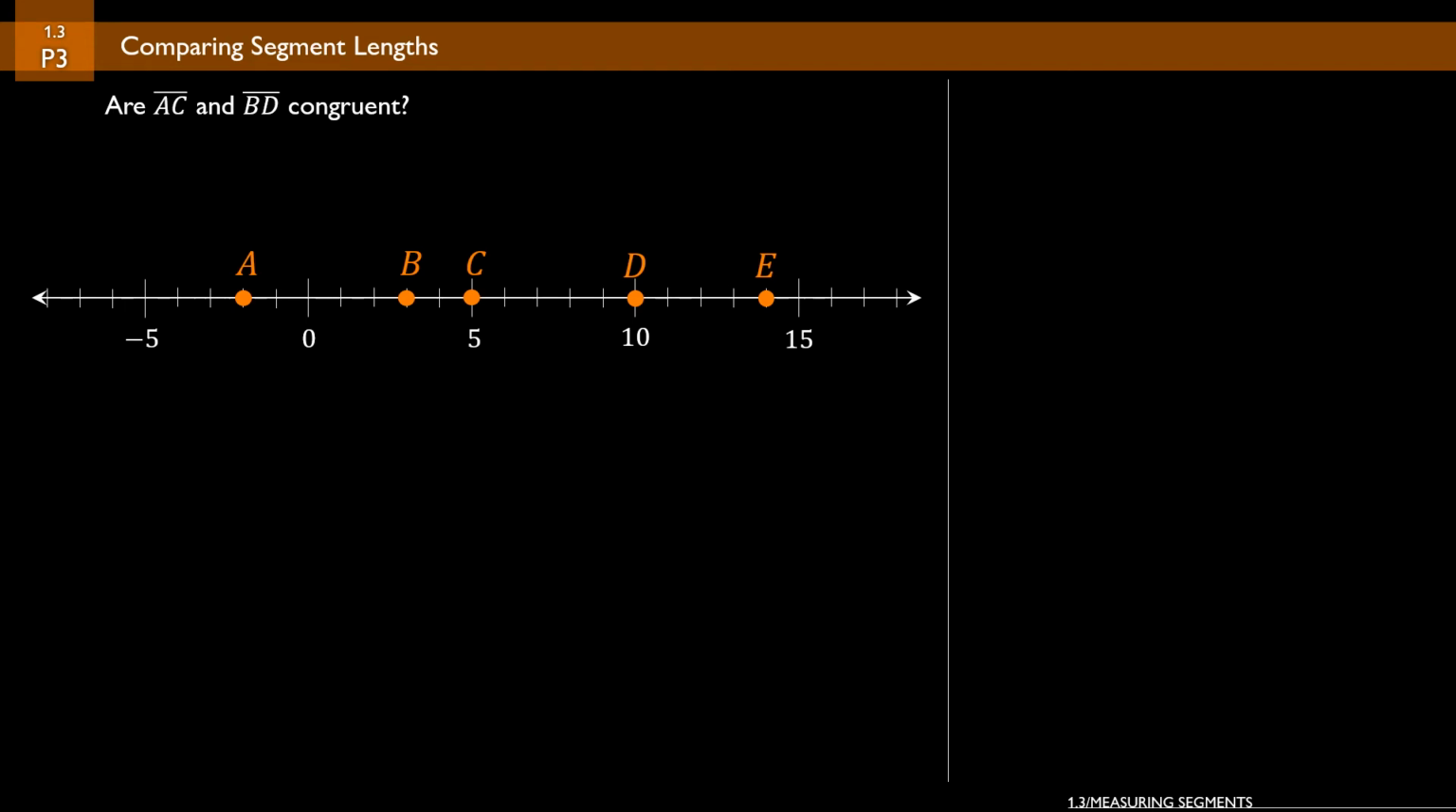Now, whenever we deal with congruency, we're going to be dealing with segments. Whenever we're talking about equality, we're looking at distance. So that's why you're going to see congruency symbols in some places and equality signs in other places.